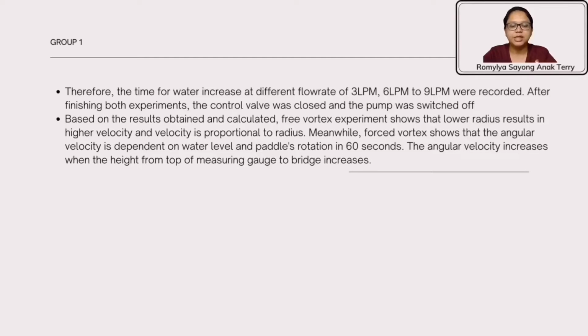Based on the results obtained and calculated, the free vortex experiment shows that a lower radius results in higher velocity, and velocity is inversely proportional to radius. Meanwhile, the forced vortex shows that the angular velocity is dependent on water level and the paddle's rotation in 60 seconds. The angular velocity increases when the height from the top of the measuring gauge to the bridge increases.